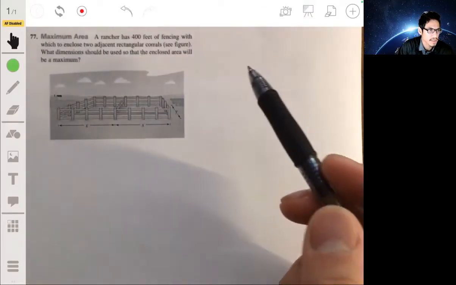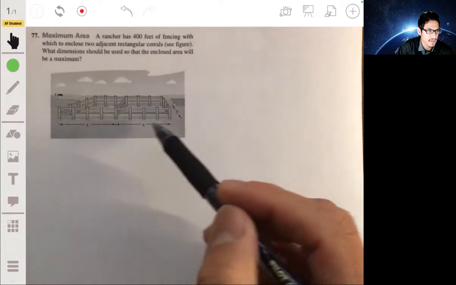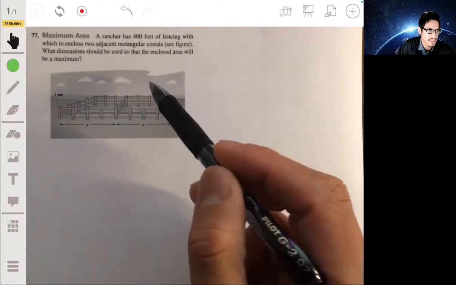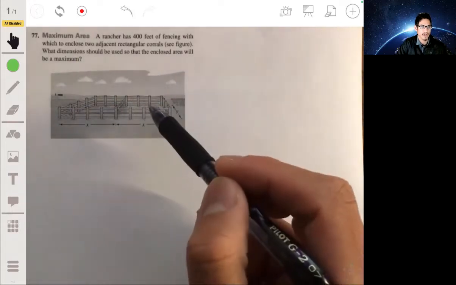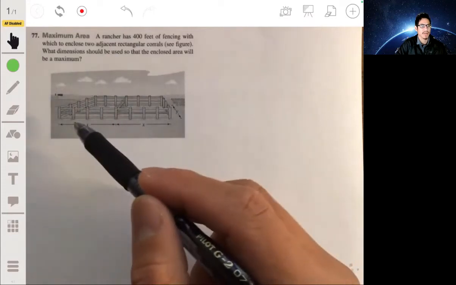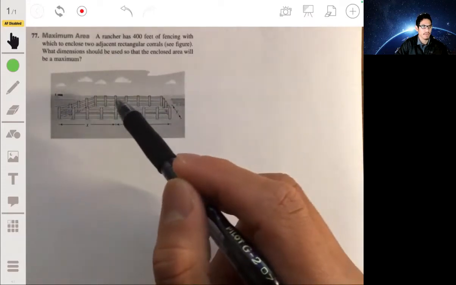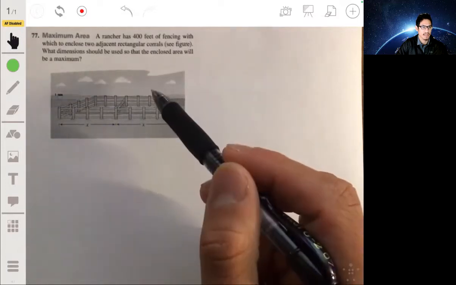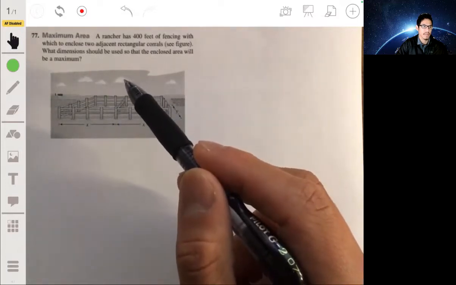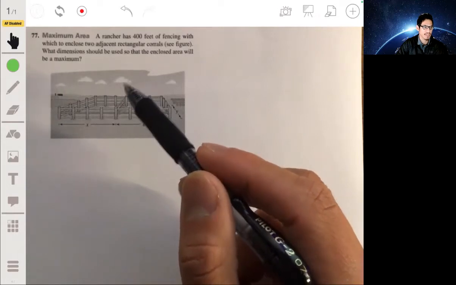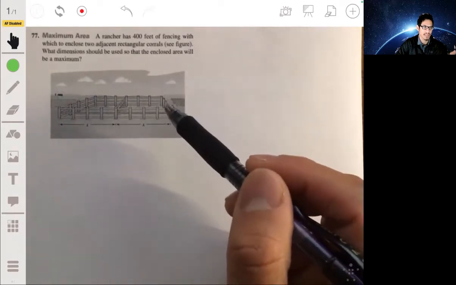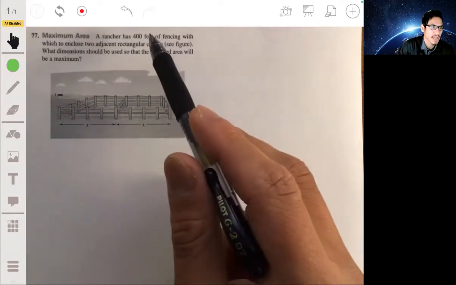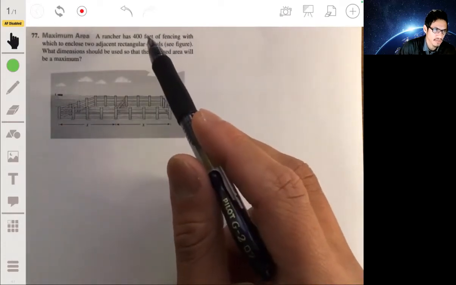All right, so we got this rancher that has 400 feet of fencing and wants to enclose two adjacent rectangular corrals shown in this figure. And he wants to figure out what dimensions to make the fencing on the sides, basically to get the most area. Like what should he make this side and this side so he gets the biggest area when he's only restricted to 400 feet of fencing.